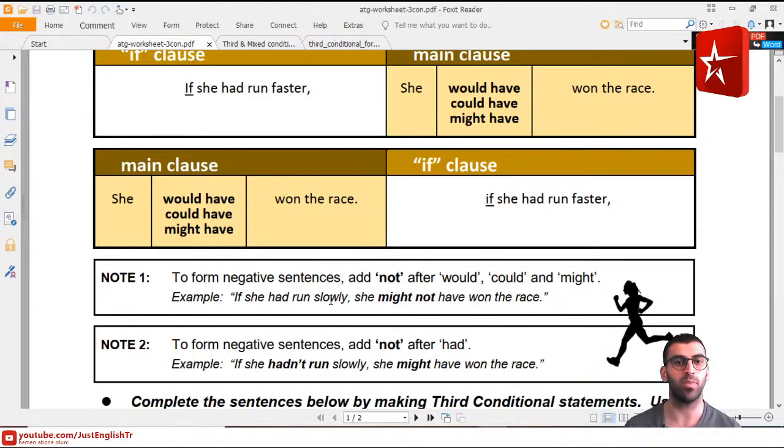The second note is about not after had, the past perfect. For example, if she hadn't run slowly, she might have won the race. That is the correct sentence, with the past perfect negative form used in this sentence.